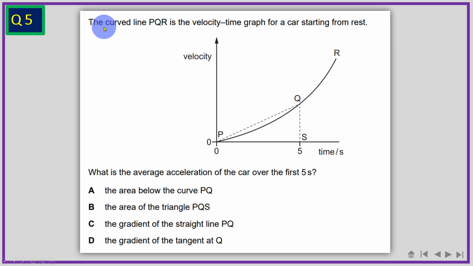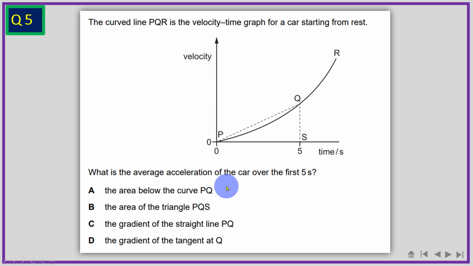In question 5, we are told that the curved line PQR is the velocity time graph for a car starting from rest. There are two things which we must know about a velocity time graph. The gradient of a velocity time graph represents acceleration, while the area under a velocity time graph represents displacement. Those are two things which you must remember about velocity time graphs. What is the question? What is the average acceleration of the car over the first 5 seconds?